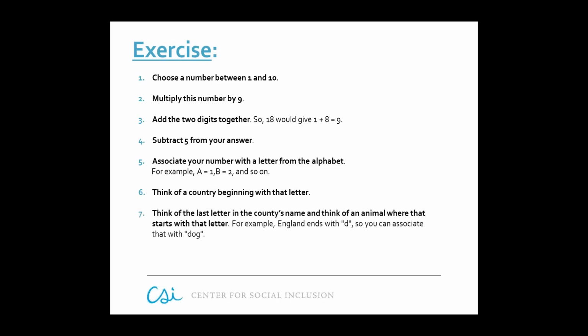Then, think of the last letter in the country's name, and think of an animal that starts with that letter. For example, England ends with a D, so you can associate that with dog. Finally, think of the last letter in the animal's name and think of a fruit that starts with that letter.